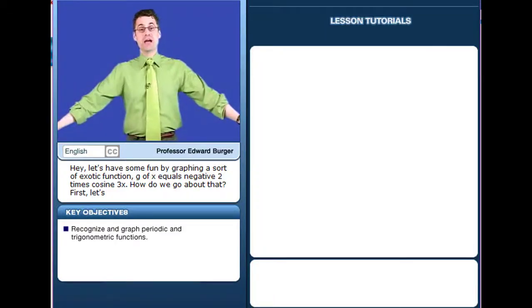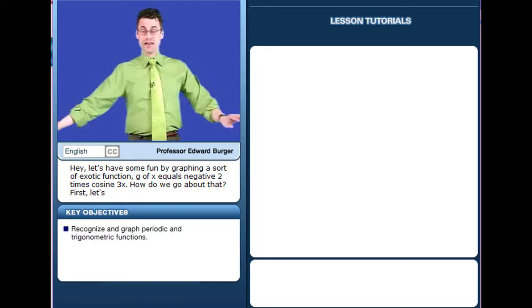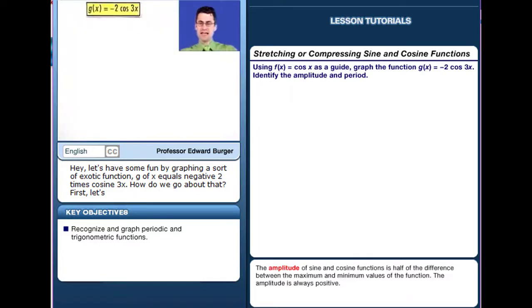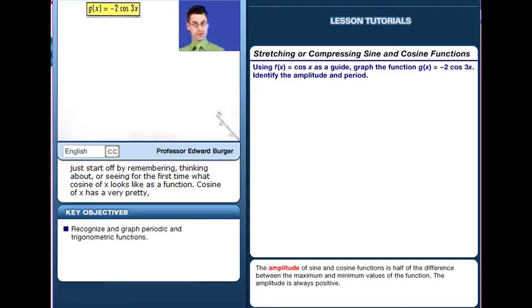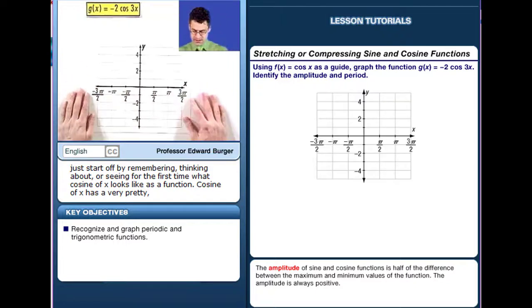Hey, let's have some fun by graphing a sort of fun exotic function. g(x) equals negative 2 times cosine 3x. How do we go about that? Well, first, let's just start off by remembering, thinking about, or seeing for the first time, what cosine of x looks like as a function.